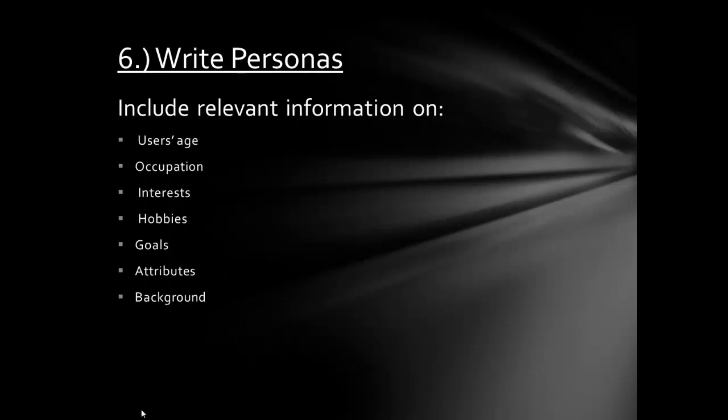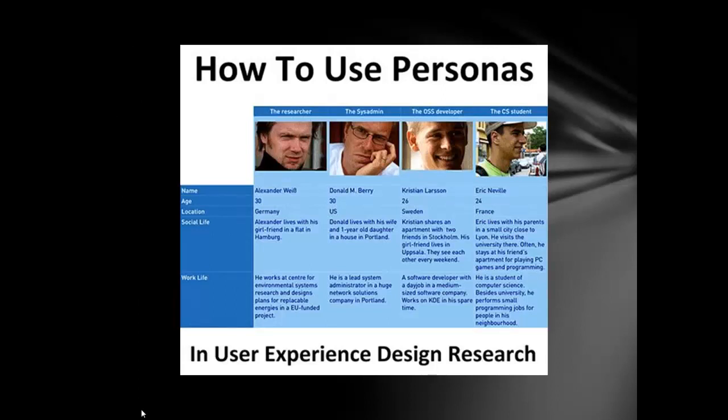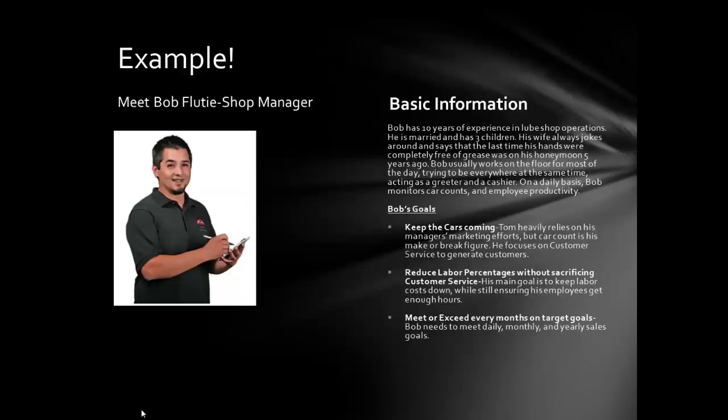Last step is to write personas. Include relevant information on the user's age, occupation, interests, hobbies, goals, attributes, and background. How to use personas. Here's an example. We have some information on 4 different personas with their name, their age, location, social life, and work life.